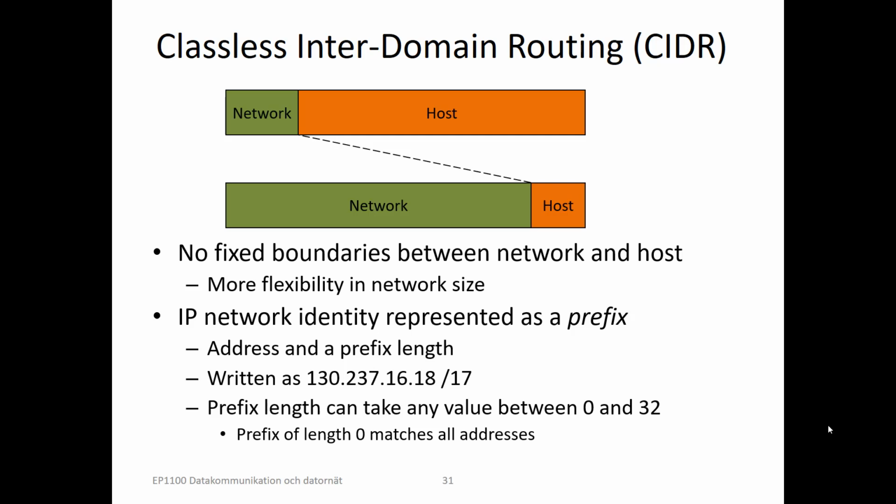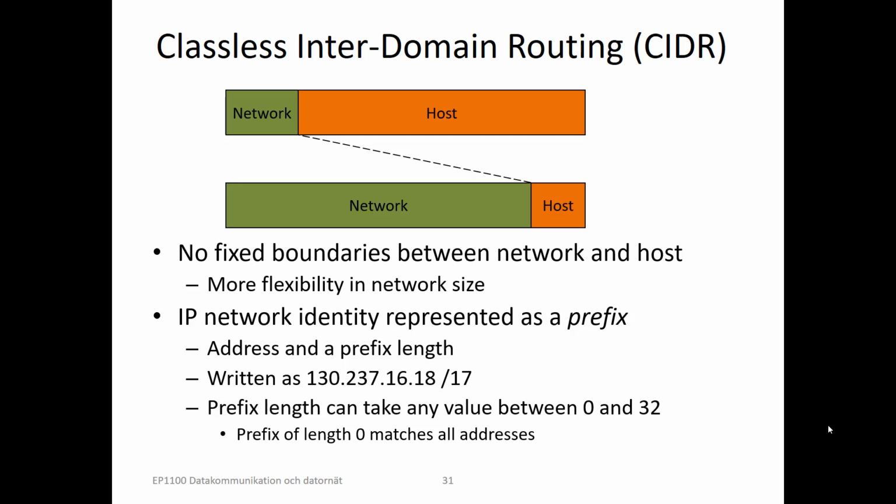It can be written as follows. We have an address 130.237.16.18, and /17 says that the most significant 17 bits form the network ID for this address, and the remaining bits are the host ID for the address. The prefix length can take any value between 0 and 32.